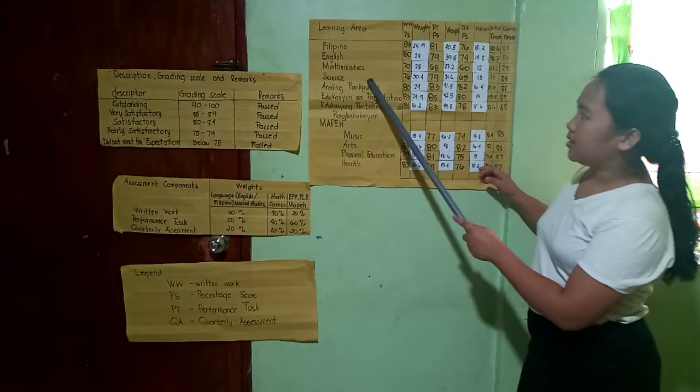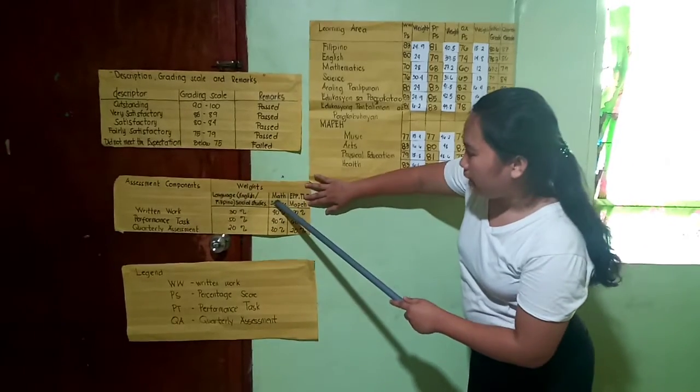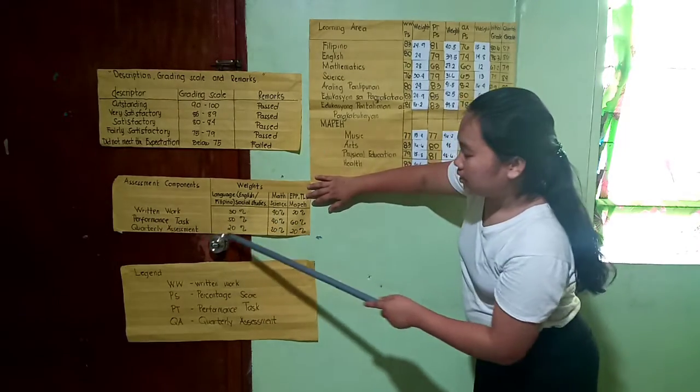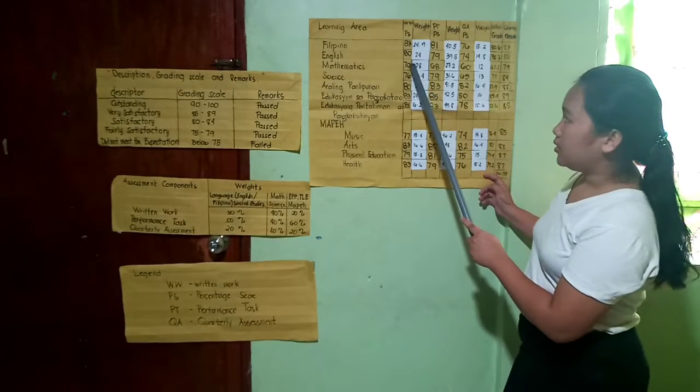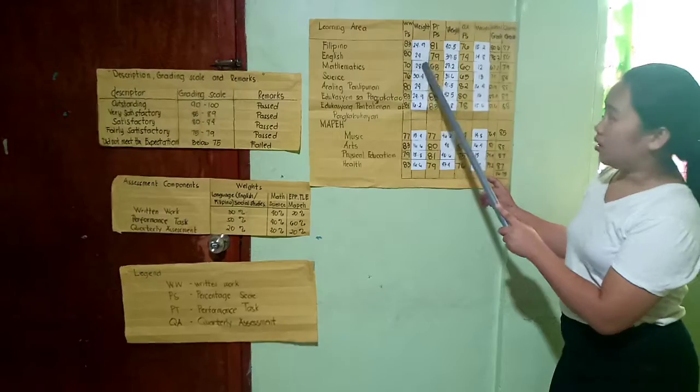In mathematics, 70. So the performance task assessment components of math is, in written work is 40, in performance task is 40, and a quarterly assessment is 50. So 70 times 40 is equals to 28. So this is a weight components of mathematics.